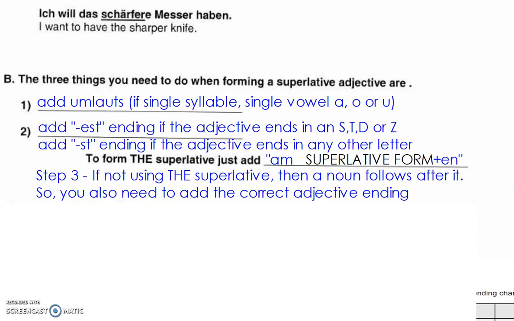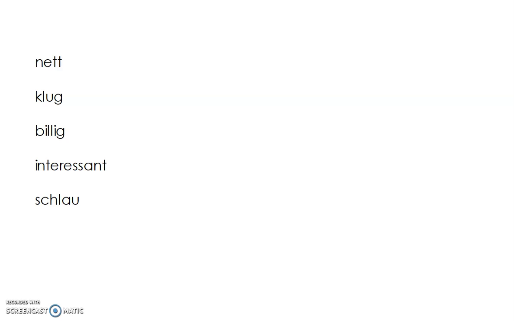Before we practice with the adjective endings and looking at our examples, I want to make sure that we can do the forms of the superlative by looking at a regular adjective just the way we did with the comparatives. So, nett is one syllable. It does not contain a single A, O, or U, so we can't add umlauts to it. It does end in an S, T, D, or Z ending. So that means that we have that filler E. So we'll write nettest. Now you will never just see nettest in German. You'll always see an ending on it. So if I say der netteste Junge, there's an E ending on it.